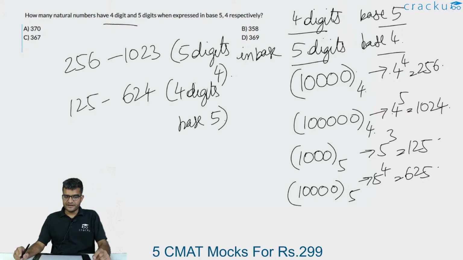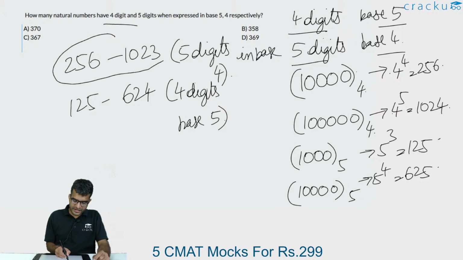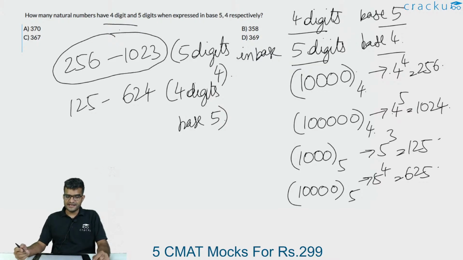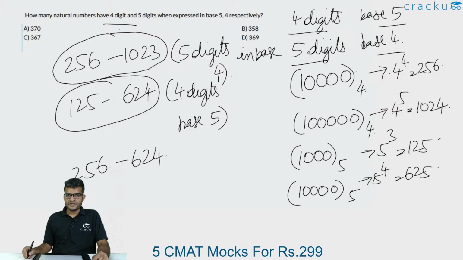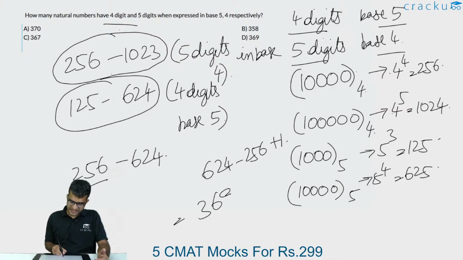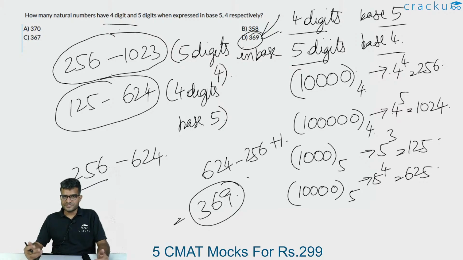What we are looking for are numbers which lie between 256 to 1023 as well as 125 and 624. Those numbers will be the numbers which lie between 256 to 624. And how many such numbers will exist? Because 256 is 1, 257 is 2 and so on. The number will be 624 minus 256 plus 1. This will be equal to 369. So the correct answer is option D. Let us now look at the next question.